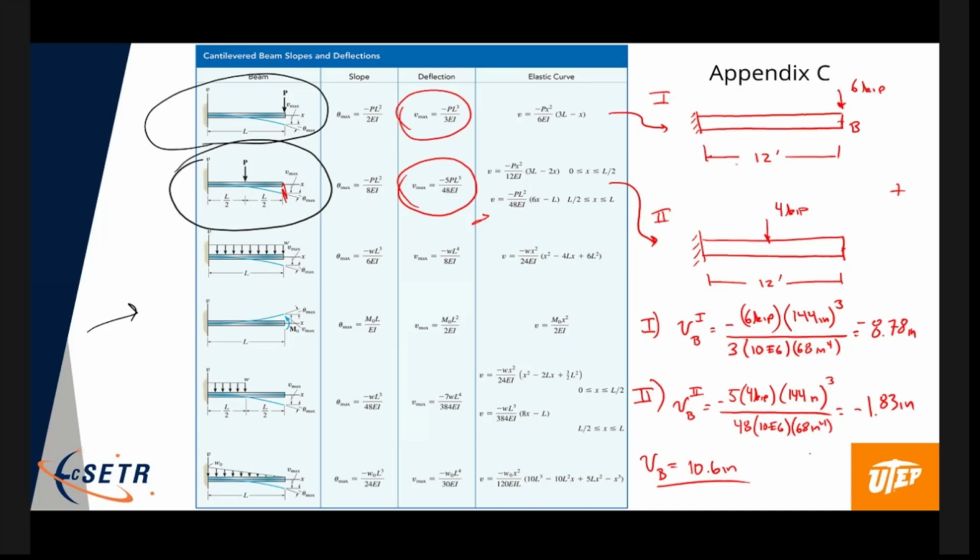Now, obviously, you can get the slope as well. And to get the slope, we would use this equation for case one, and then this equation for case two. The only difference being, again, that we would use 4 kips for this equation and 6 kips for that equation. You could add those two angles together. All right.